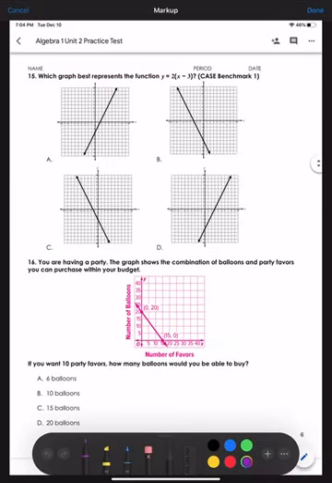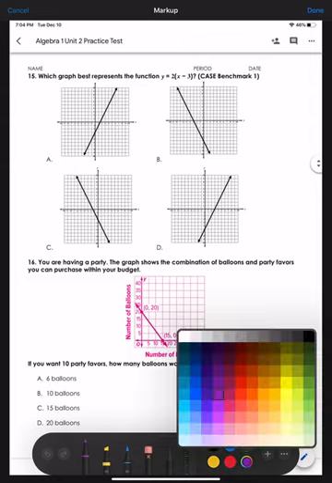Which graph best represents the function y equals 2 times the quantity x minus 3? We've had several like this where I'm giving you a function or an equation and asking you to find the graph that matches. Because this is multiple choice, you won't be doing any graphing yourself. It'll all be this kind of matching thing.